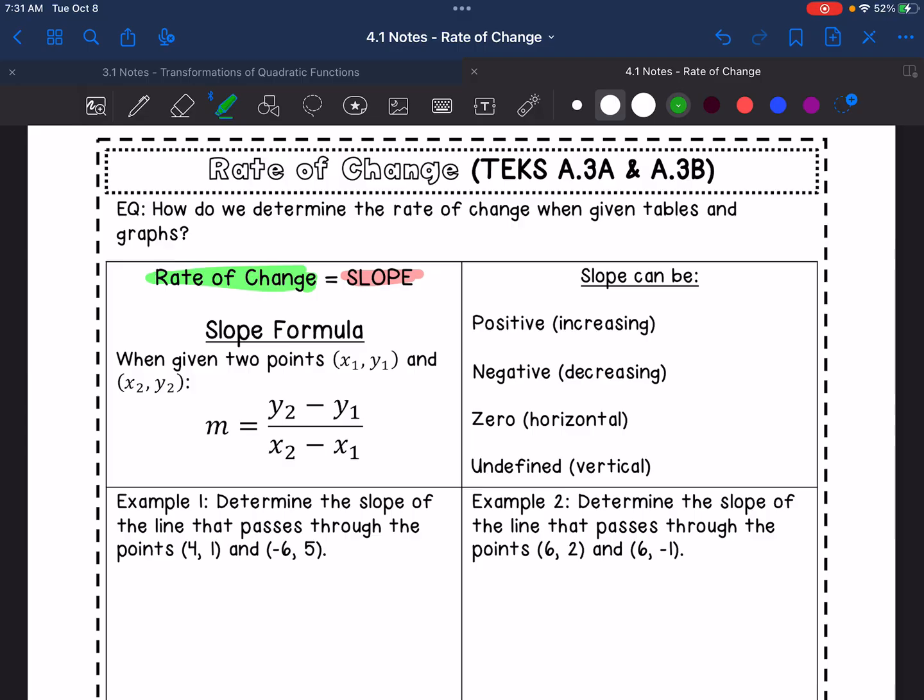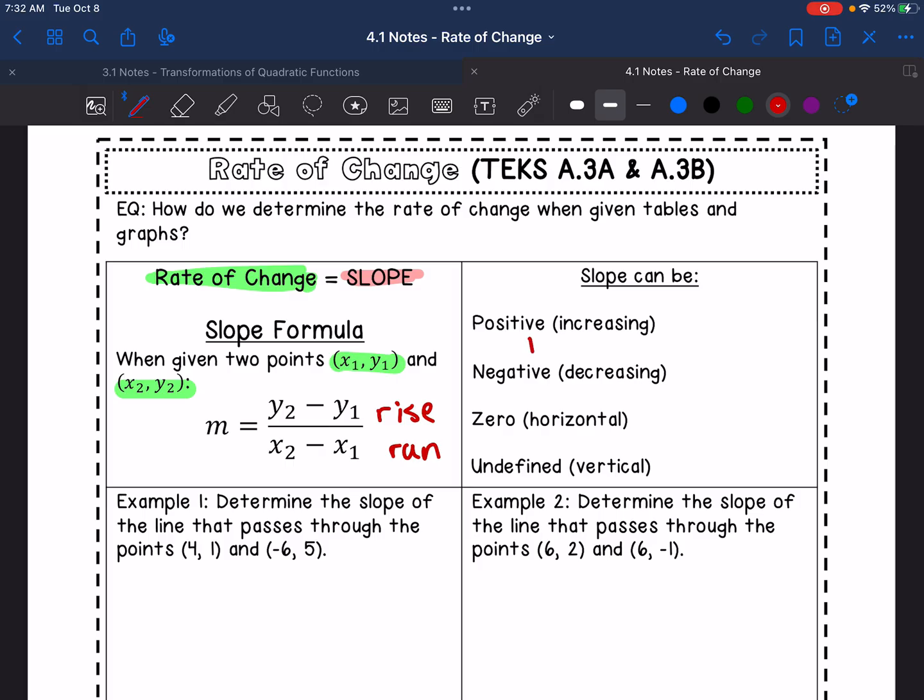So the slope formula is when we have 2 points, x1, y1, and x2, y2. And what we do is we are finding our rise over our run, which is the change in our y's divided by the change in our x's. And so when we find slope, we have 4 different types of slope that we can have.